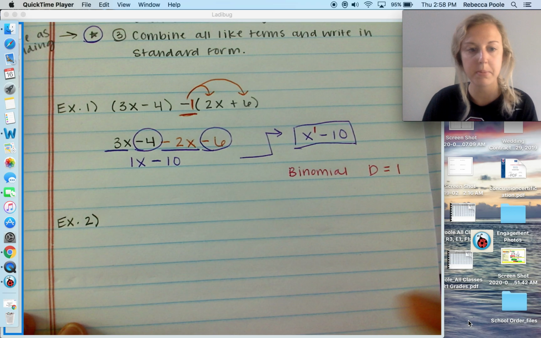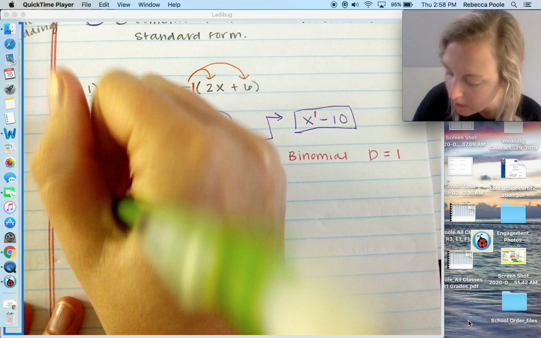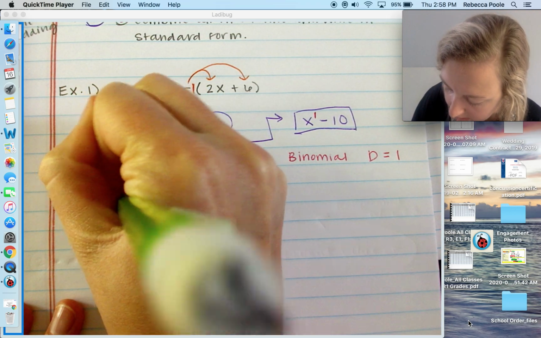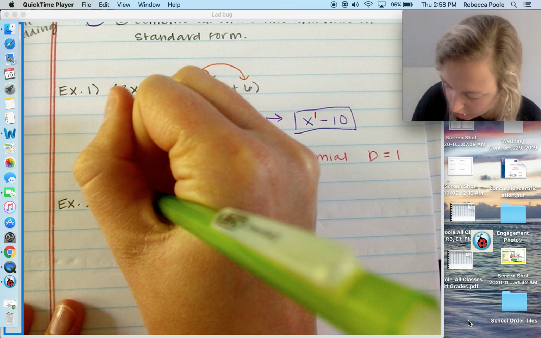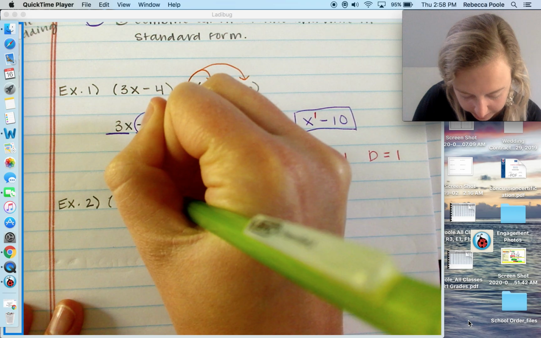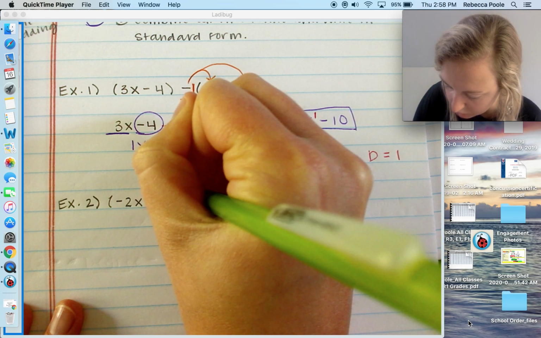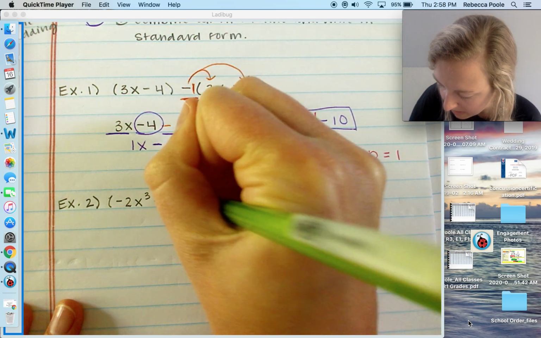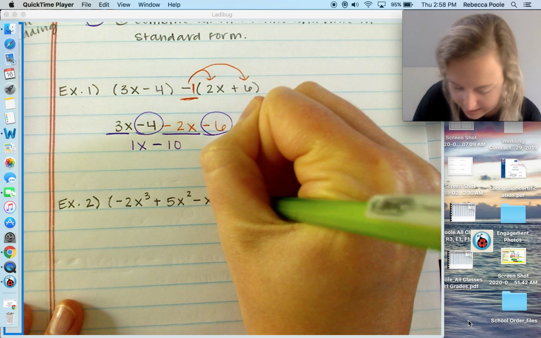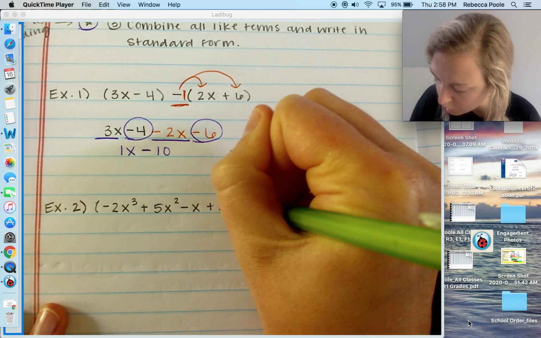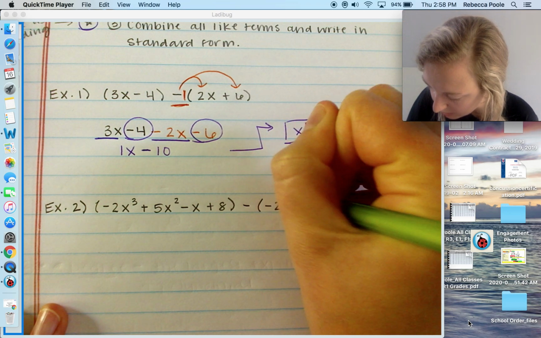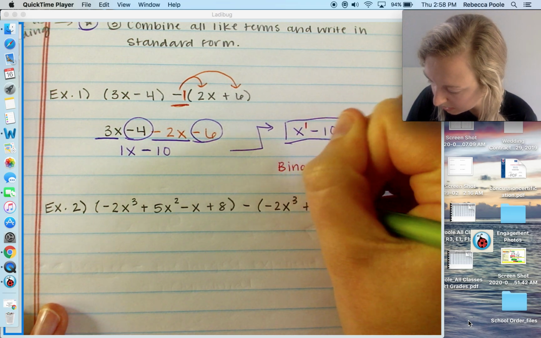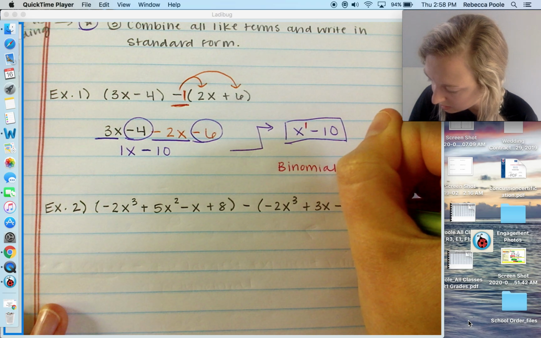I'm going to swipe on my phone and get to example 2. So for this one, we have negative 2x cubed plus 5x squared minus x plus 8. And we're subtracting negative 2x cubed plus 3x minus 4.